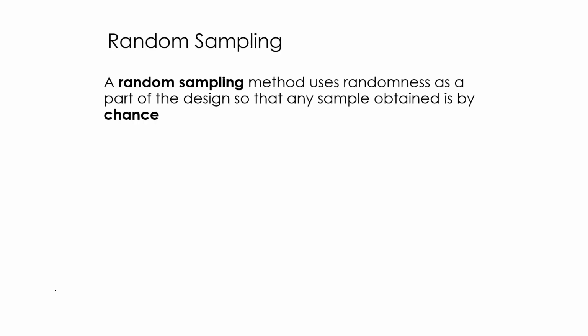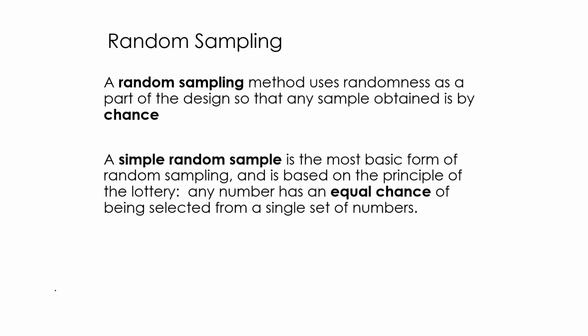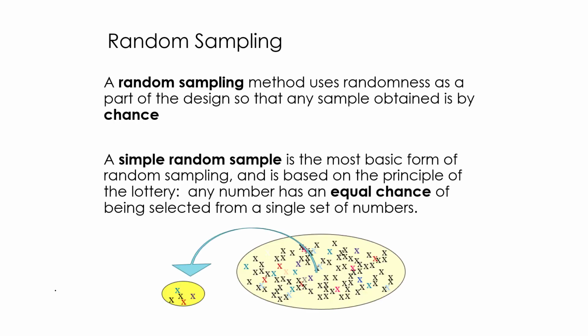So I think one of the agreed upon methods of sampling that tends to work out well, because it takes out a lot of bias and a lot of human nature, is random sampling. A random sampling method uses randomness as a part of the design so that any sample obtained is by chance. A simple random sample is the most basic form of random sampling and is based on the principle of the lottery. Any number has an equal chance of being selected from a single set of numbers.